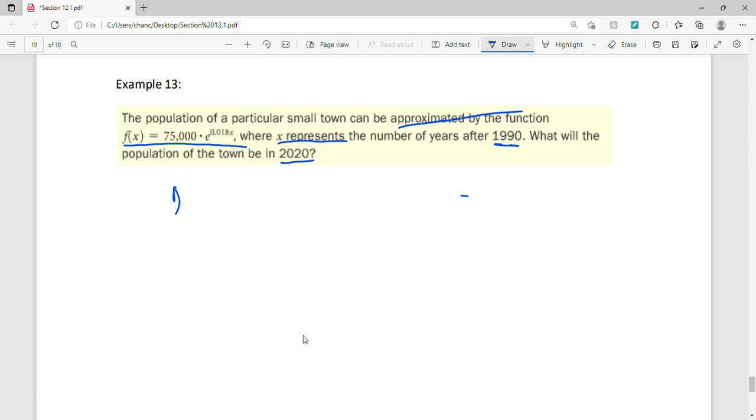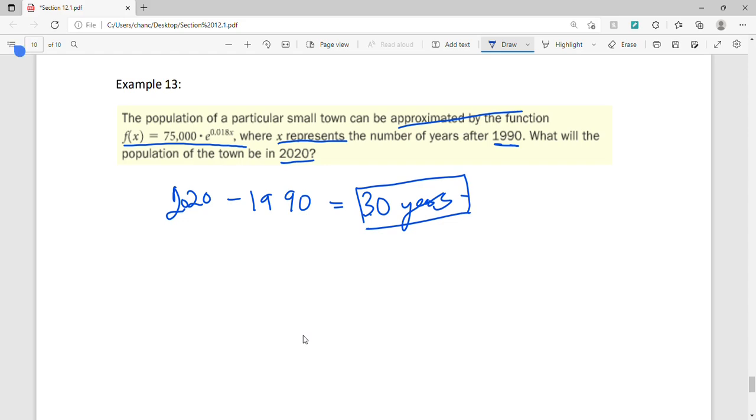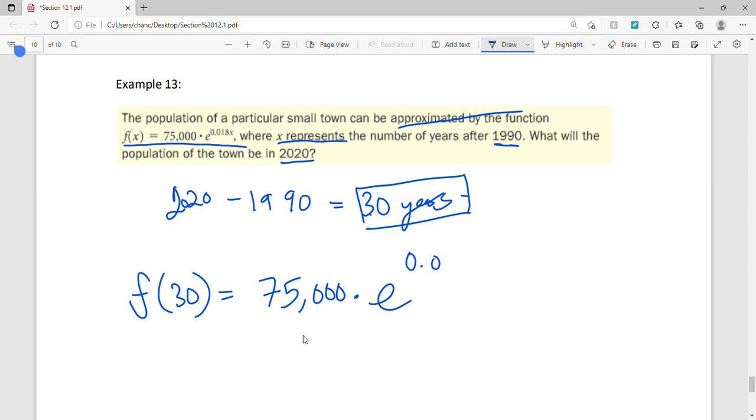Well, if I take 2020, subtract 1990 from it, I get a span of 30 years. So this is the time it takes from 1990 to go to 2020. To solve this problem, we'll need to find f of 30. We're going to substitute a 30 into our equation. We have 75,000 times e raised to the 0.018 times 30, and we'll simplify this. And since we're talking about a population, let's round to the nearest whole number.